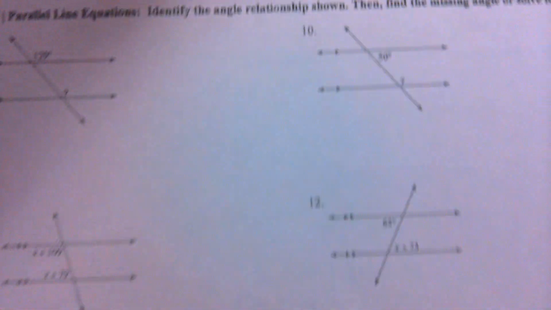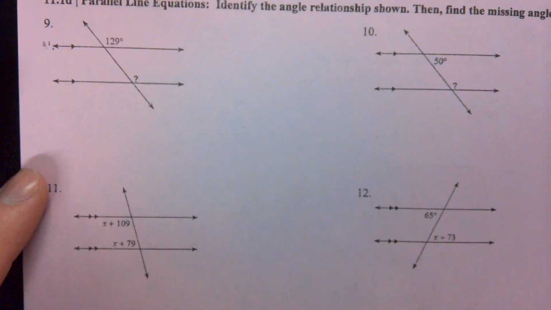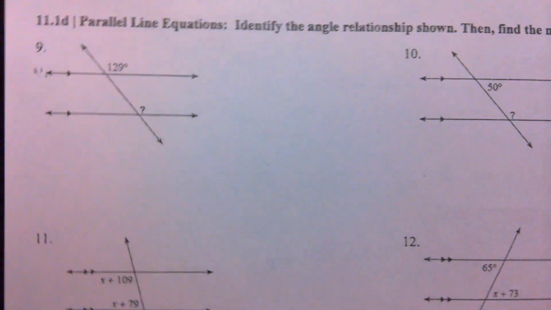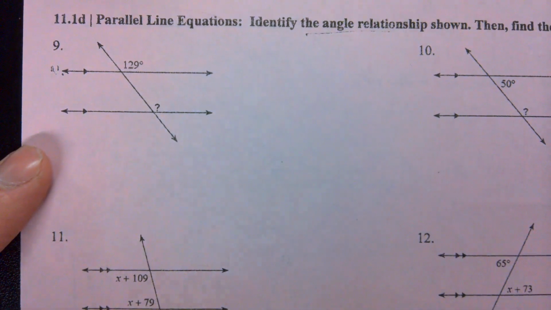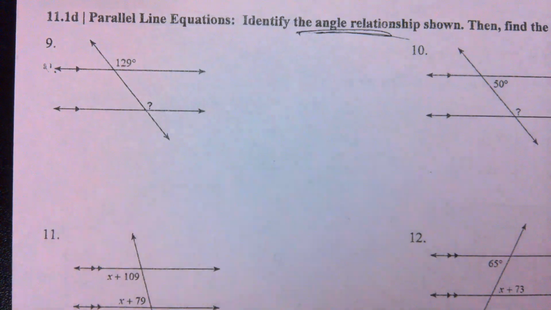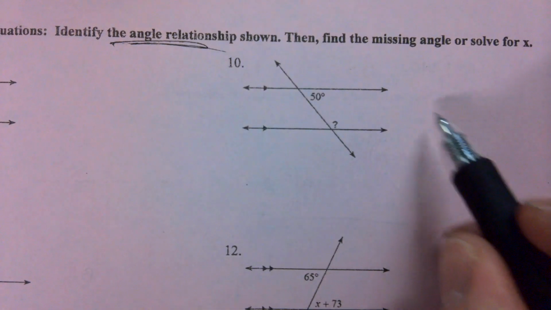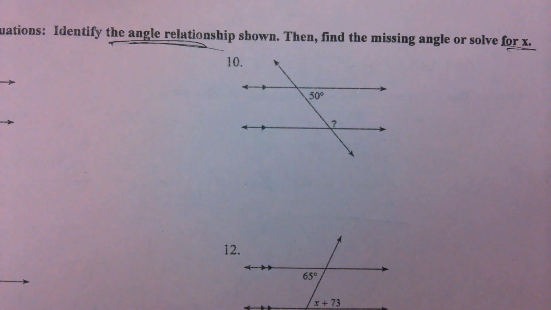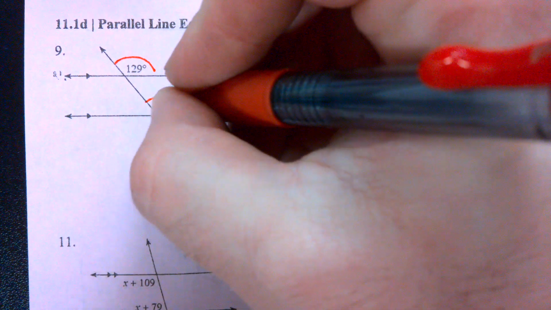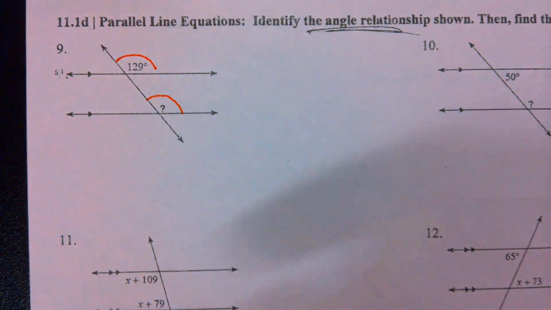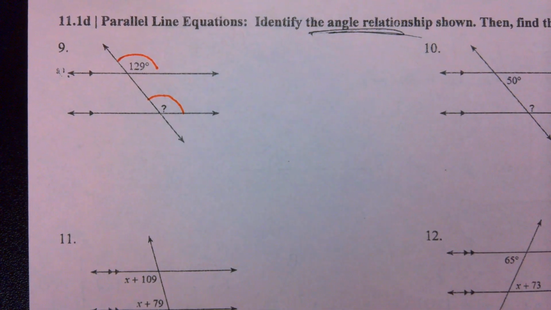On to the back, parallel lines. This is a good bulk portion of the test, so we'll take our time here. First, we've got to identify the angle relationship shown. That means we actually have to write out what relationship we see, then find the missing angle or solve for x. All right. Number 9. I've got 129. I've got my question mark. What relationship does that look like to you?